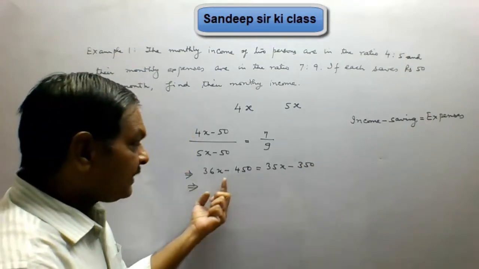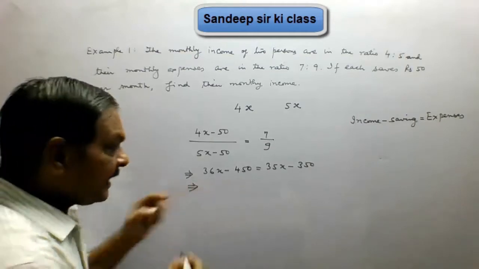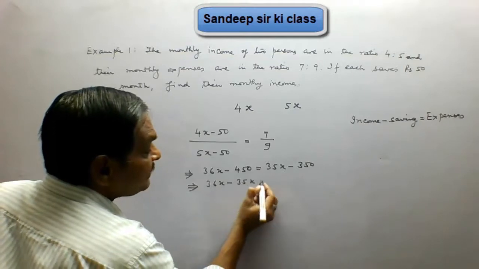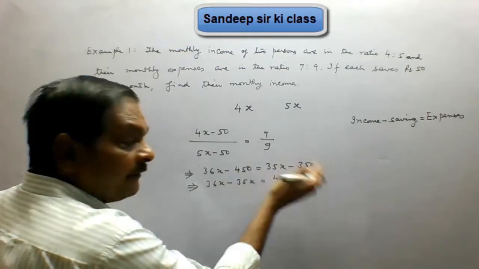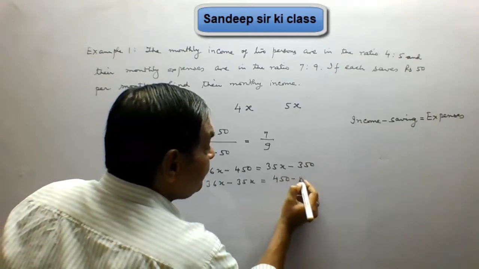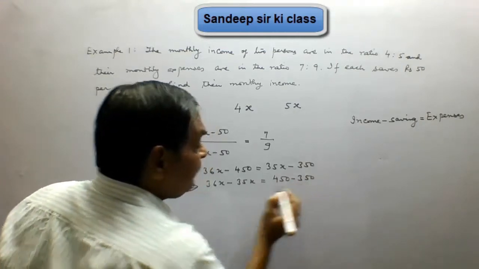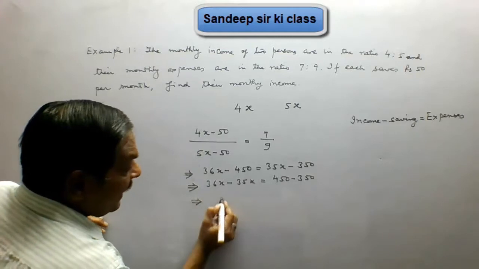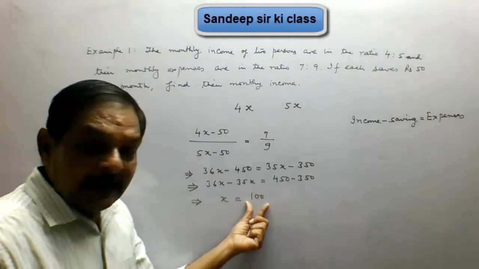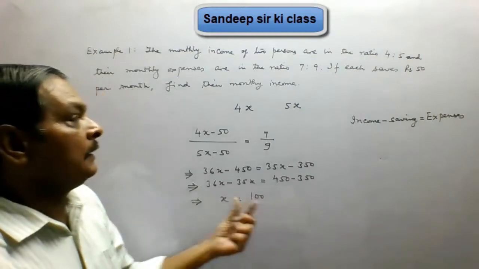Transpose 35x to the left hand side. 36x minus 35x is equal to 450 minus 350, as 450 goes to the right hand side and becomes positive. This means x is equal to 100.